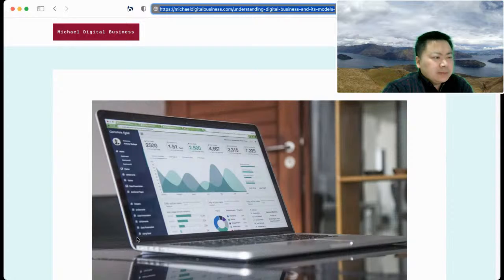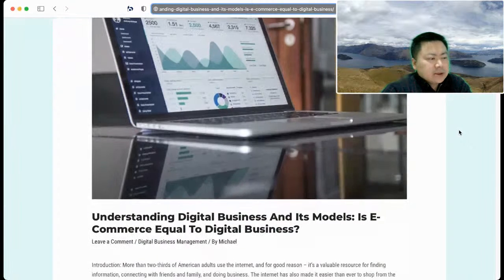Okay, today the topic is whether digital business equals e-commerce, and to understand the different kinds of digital business and its models.